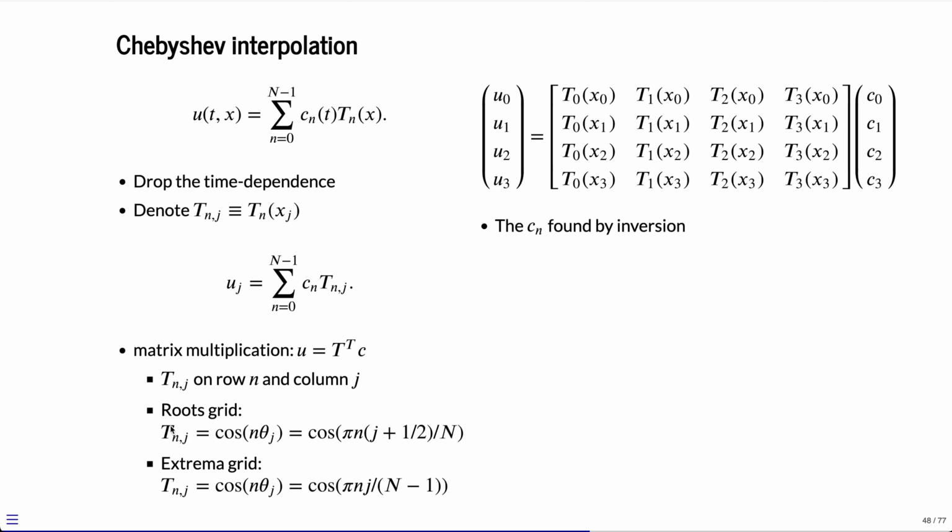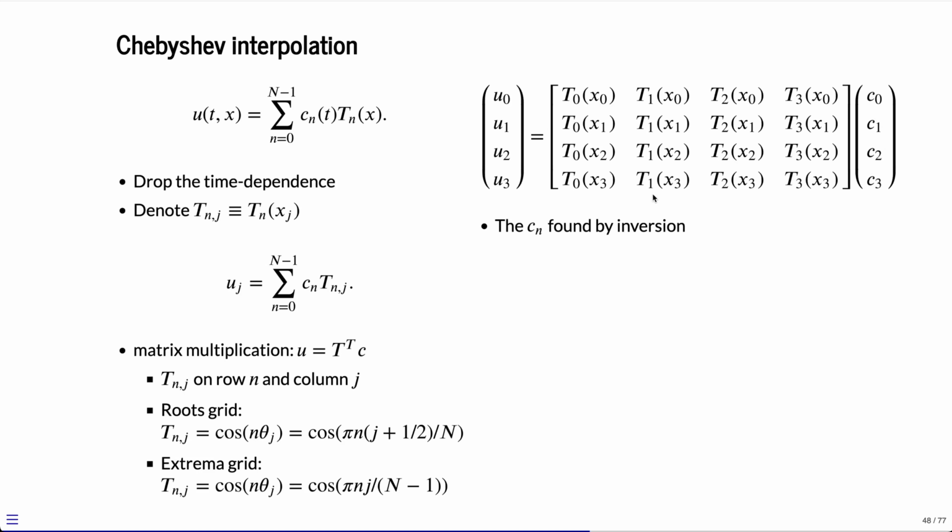grid point. So on the roots grid, we have the elements Tnj is equal to cosine n theta j, or cosine pi n (j plus a half) all divided by N. And on the extrema grid, it's cosine pi n j divided by N minus 1. So this is illustrated here on the right, where vector u is matrix T transpose times vector c. So u0 is T0 c0 plus T1 c1 plus T2 c2 plus T3 c3, and similarly for the other points u. Then given matrix T and vector u, we can solve for c if desired by inversion.